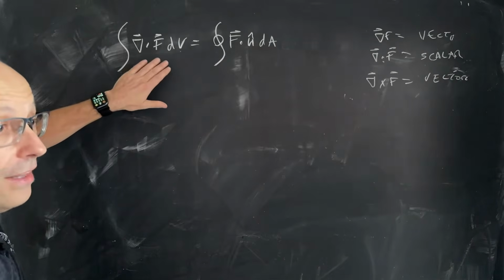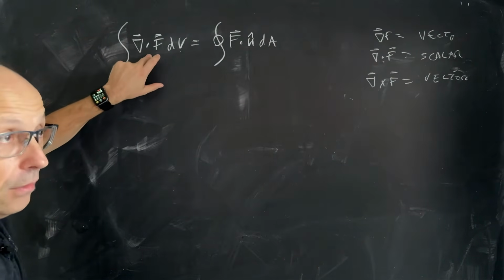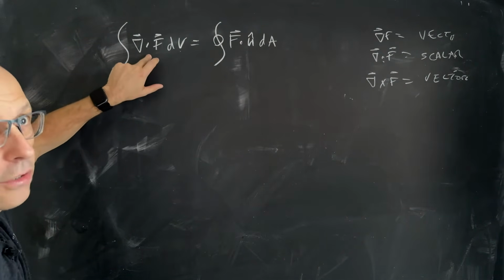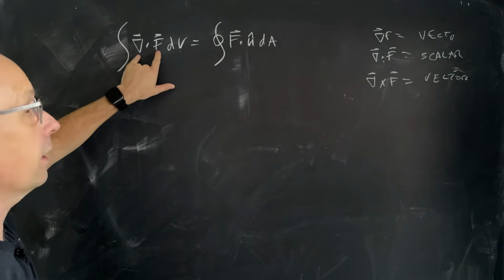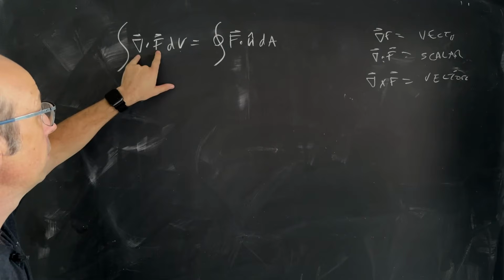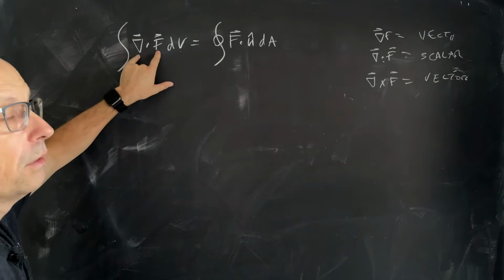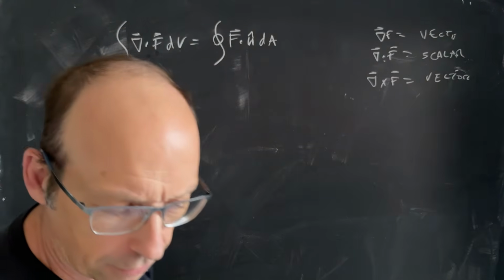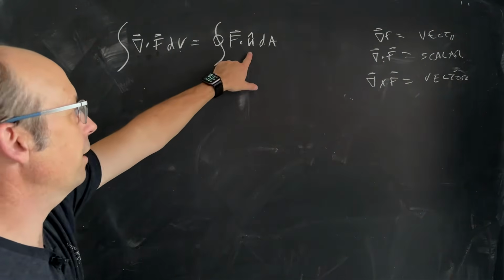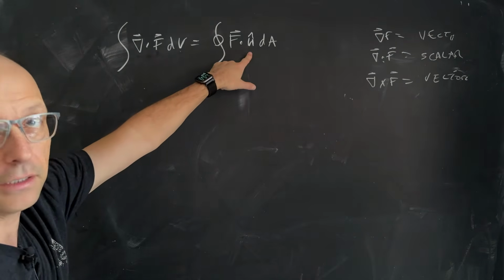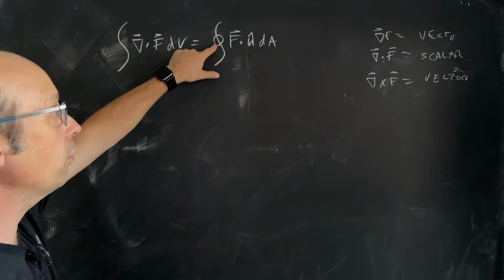So whenever you see that, any vector field f, this is Gauss's law for electric fields, right? Because the divergence of the electric field is the total charge inside. We'll see that later. But that's how you get the flux. And that's a closed path integral.